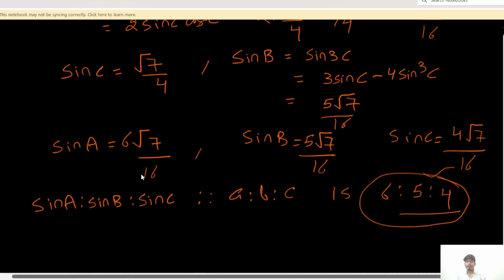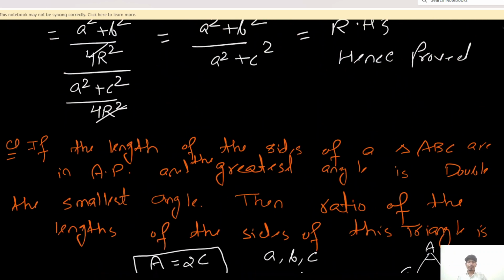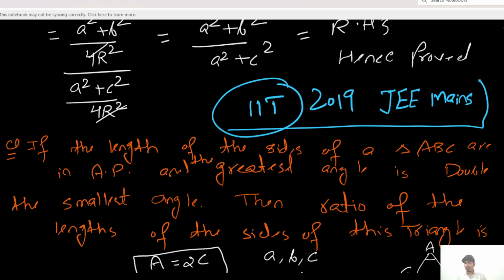Okay students, this is a very important question. This came in the JEE Mains exam 2019. All the questions I have done in this class are previous year questions of IIT JEE Mains.